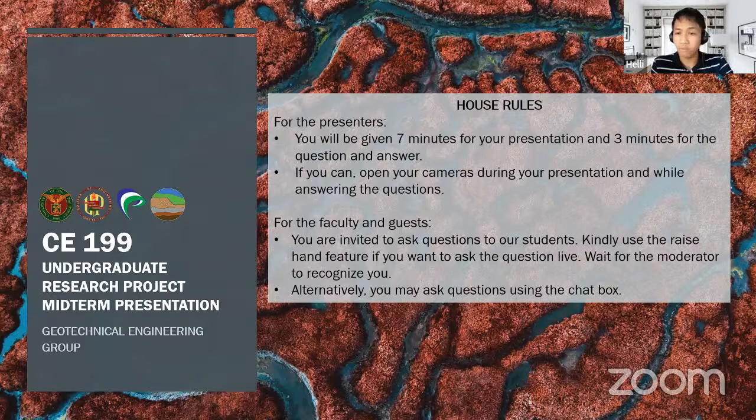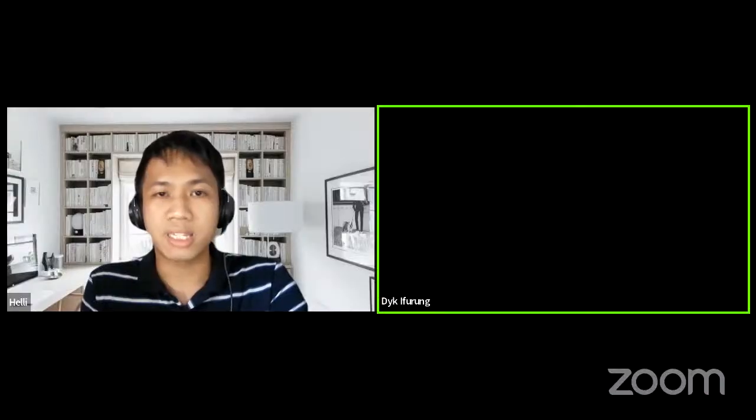Now to start off, may I call Leon Dyke Ifuro to present his research on the failure mechanism and behavior of two-tiered bamboo reinforced mechanically stabilized earth retaining wall subjected to isolated footing load. He is advised by Assistant Professor Giancarlo Ventura and Engineer Travis Alcantara.